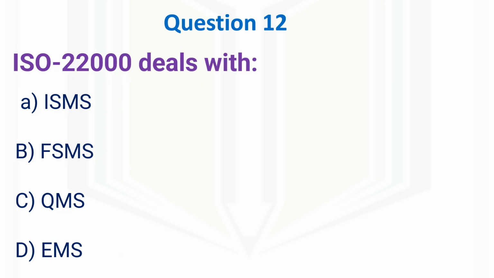Question number 12. ISO 22000 deals with options are ISMS. Now this is Information Security Management System, and it deals with the information. It deals with the framework that enables to manage and monitor, review and improve the information security practices all in one place. So it is given by ISO 27001. So this is ISO 27001.